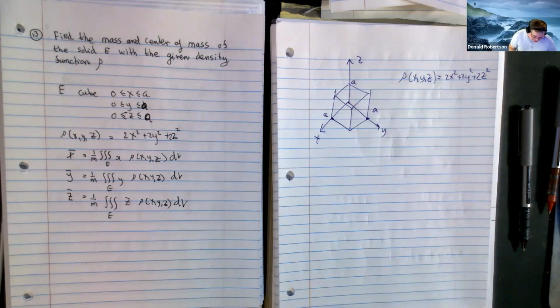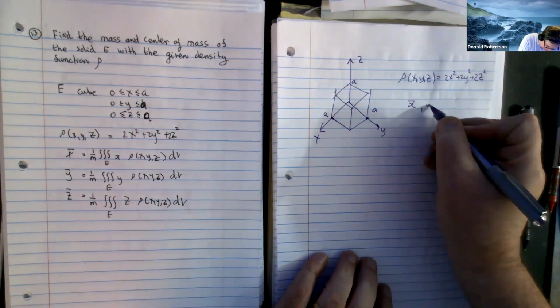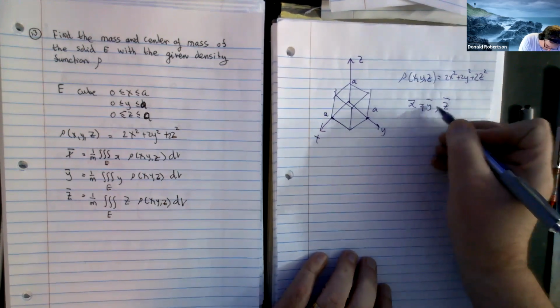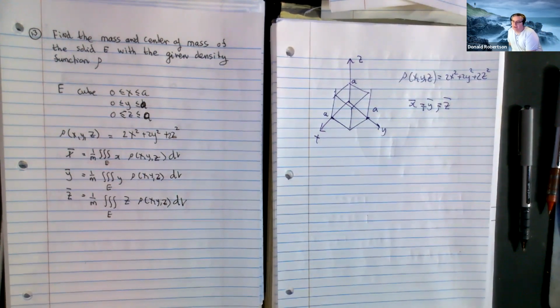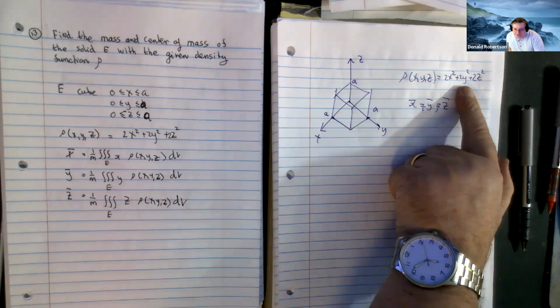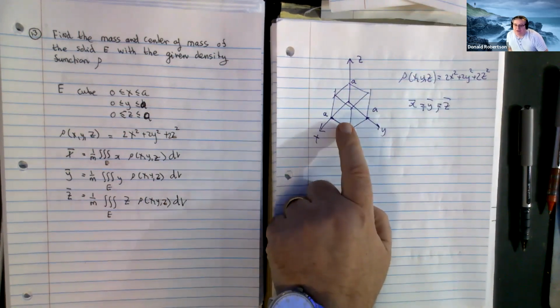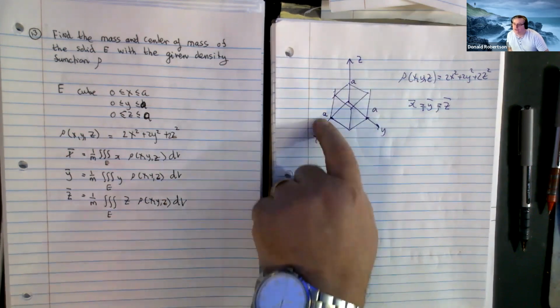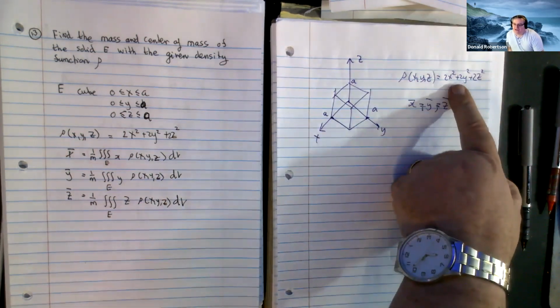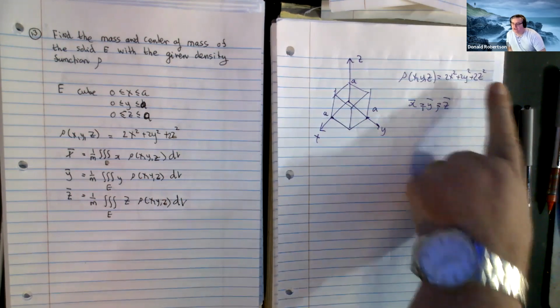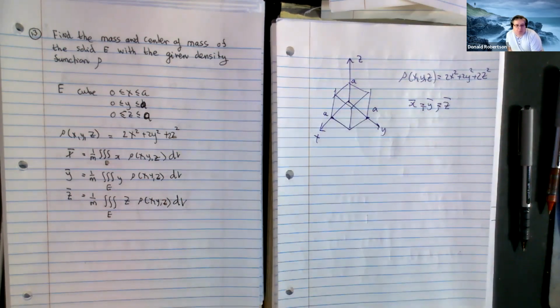Now, the assumption I'm going to make then is that the centre of mass, all three will be the same. So I want to save myself a lot of work. If I notice that there's some symmetry going on, can't I just find x bar? And if it's a half A, then y bar is a half A and z bar is a half A. And I can get away with that because the density function is symmetric and the 3D object is also symmetric. If this was x squared plus 2y squared plus 3z squared, all bets are off. You'd have to find all three.